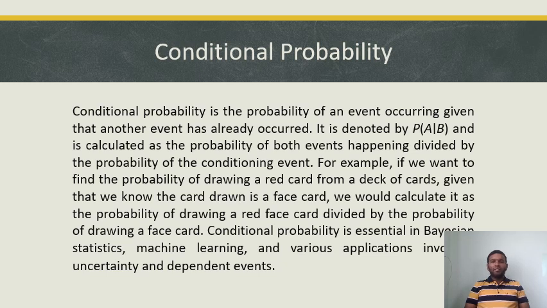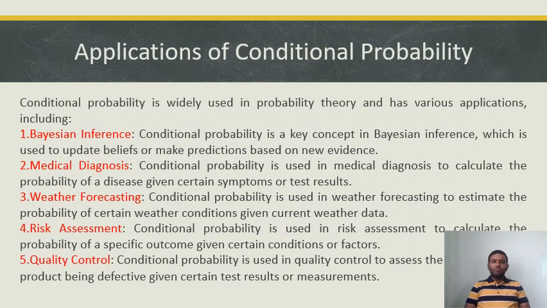Conditional probability is the probability of an event occurring given that another event has already occurred, denoted by P of A given B, and is calculated as the probability of both events happening divided by the probability of the conditioning event. This is about the conditional probability. In the next slide, we'll look at the applications of conditional probability.